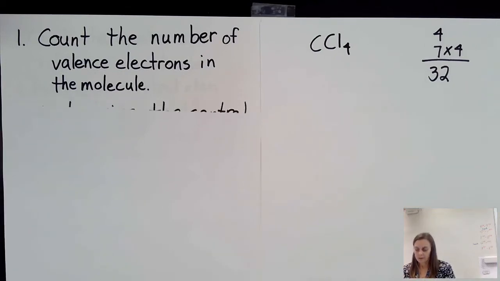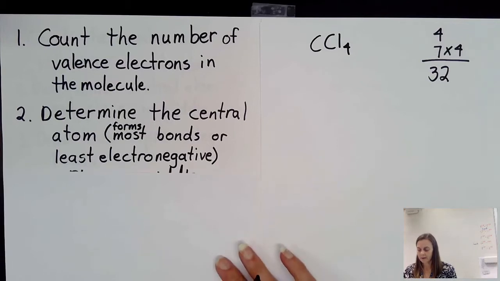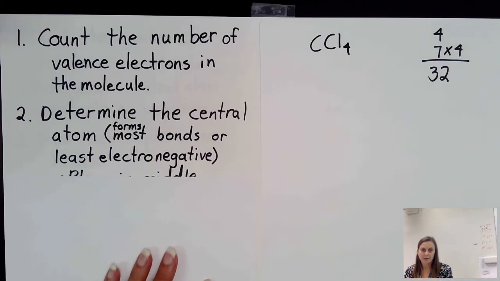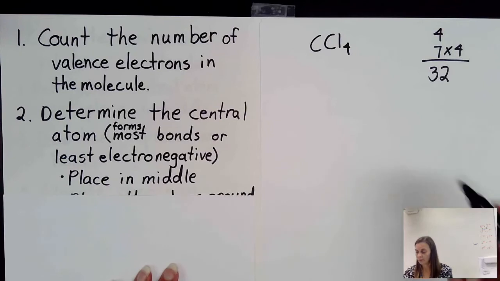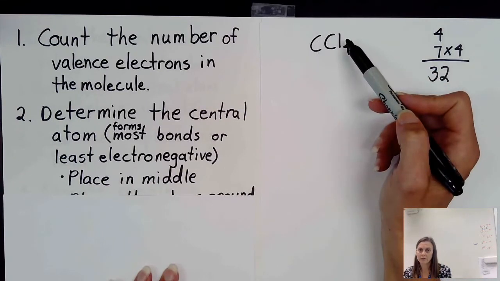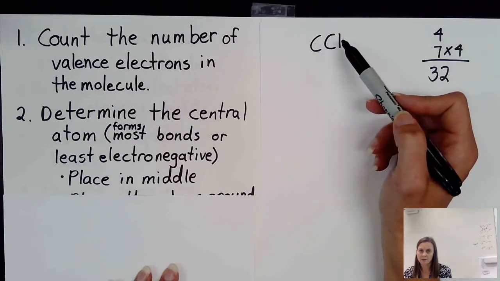Next thing we're going to do is determine what the central atom is going to be. Generally speaking, the central atom is going to be the one that forms the most bonds, or it's going to be the least electronegative atom. In this case, carbon forms 4 bonds, chlorine only forms 1, so we're going to put carbon in the middle. Carbon's also less electronegative than chlorine.